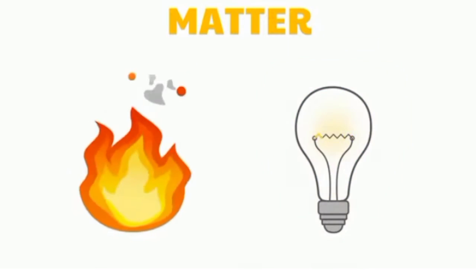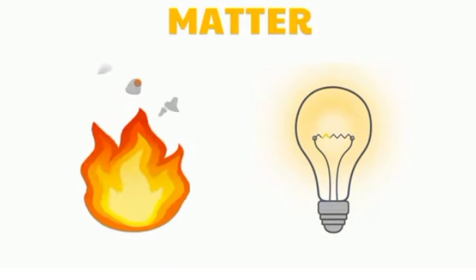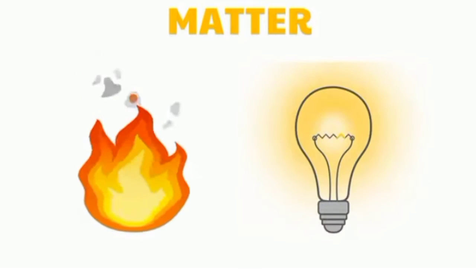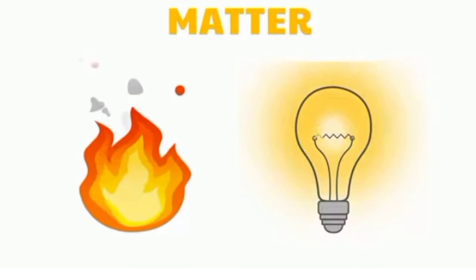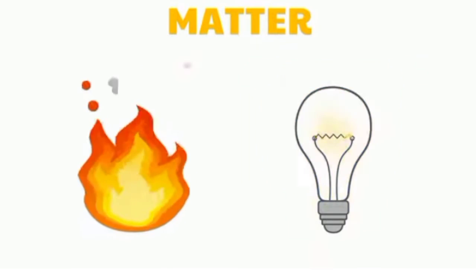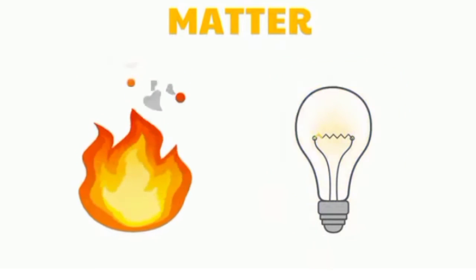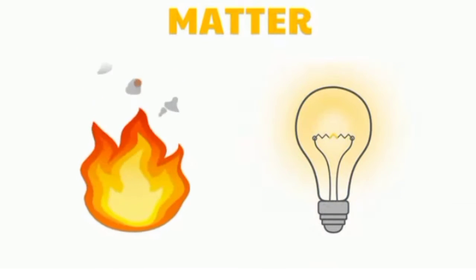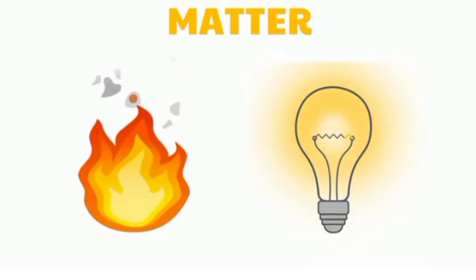How about heat and light? Do they have mass? Do they occupy space? Heat is energy in transit, and light is a form of energy. They do not have mass and they do not occupy space, so they are not considered matter.